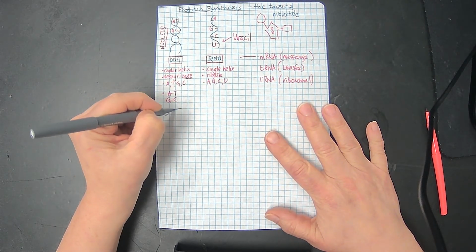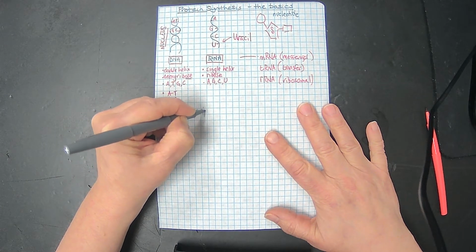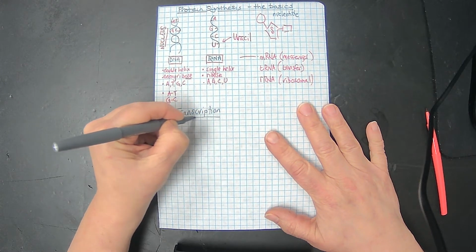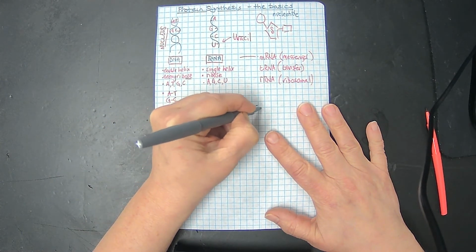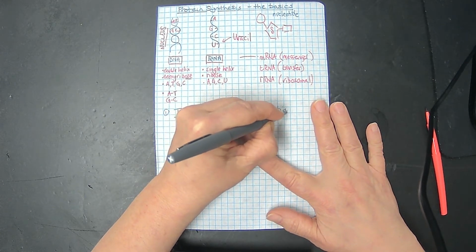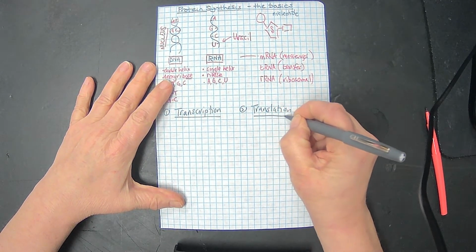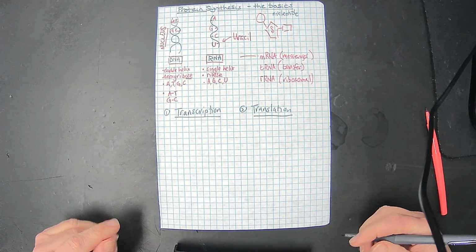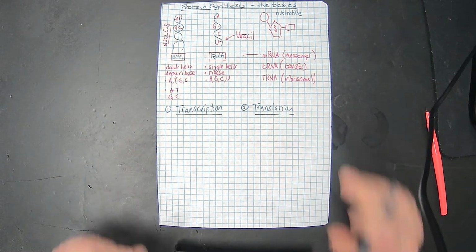Step number one, and I'm going to make this really simple because the next video will explain this in a little more detail: transcription. Step number two is translation. How do I remember which one's which? If somebody comes up with a good way to remember that transcription comes before translation, let me know, because all I ever use is that it is alphabetically before translation.